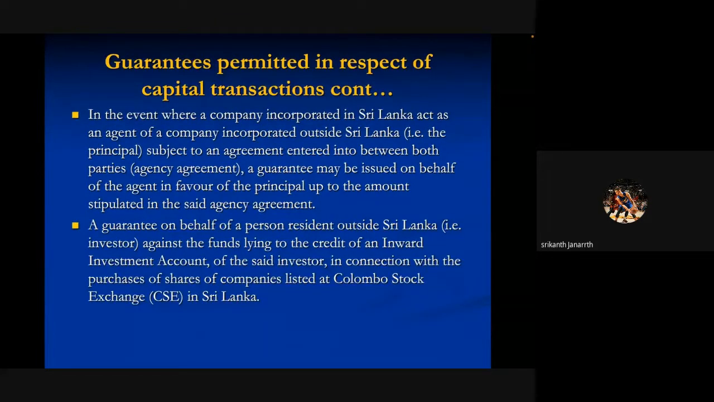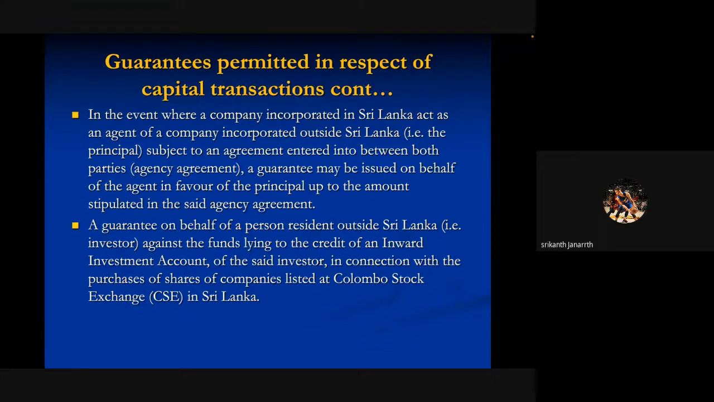Yes, in the event where a company is incorporated, all this is related to capital transactions. Right? When there is a company incorporated in Sri Lanka that acts as an agent on behalf of a company outside Sri Lanka. Let's say an agent. Suppose there is an Indian company, Mobitel. They have an agent here, a local agent here. I'm just giving an example, right? If the local agent here is supposed to give a bank guarantee to the parent company under the agency agreement.